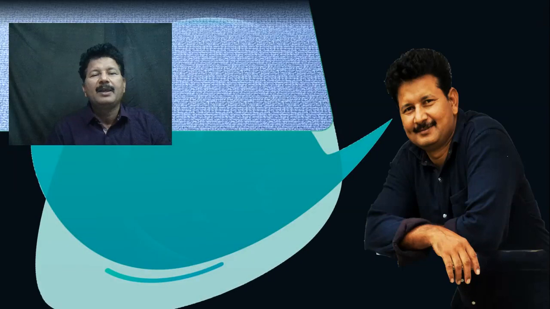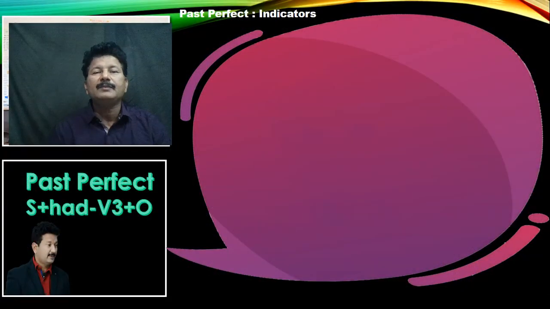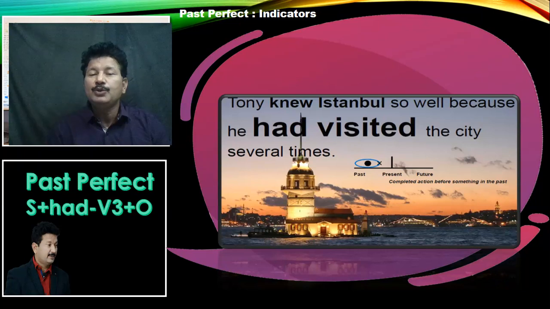Now up to now we learn present perfect. Now let's work with past perfect, and the sentence pattern is subject plus had plus V3 plus object. Well, let's look at these examples. Tony knew Istanbul so well because he had visited the city several times.